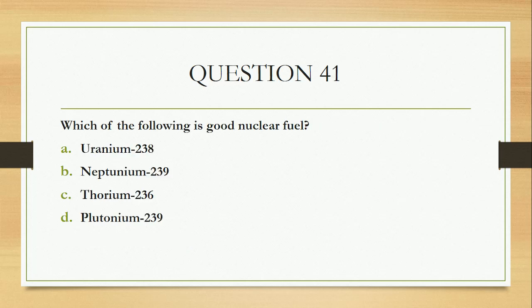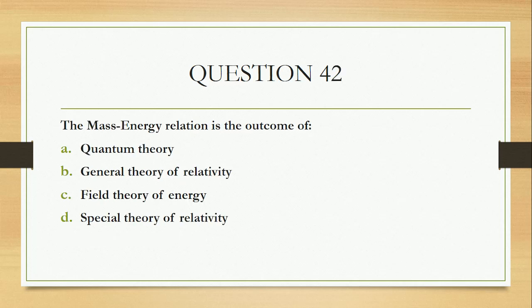Now the next question is, which of the following is good nuclear fuel? Option A, uranium-238, option B, neptunium-239, option C, thorium-236, or option D, plutonium-239. And the correct option is option D, plutonium-239.